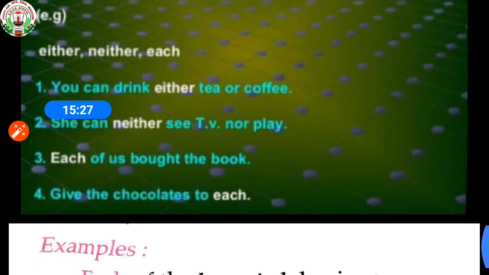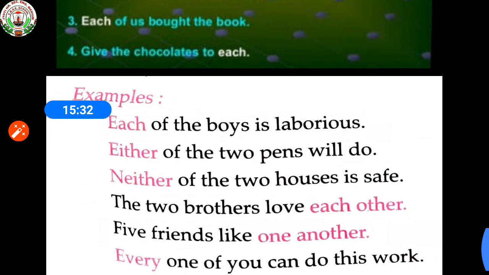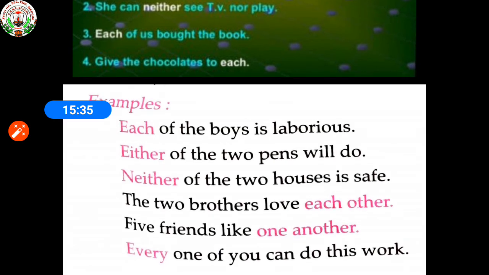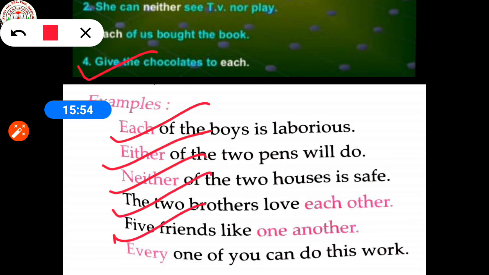You can see some more examples. Give the chocolates to each. Each of the boys is laborious. Either of the two pens will do. Neither of the two houses is safe. The two brothers love each other. 5 friends like one another. Every one of you can do this work. So these all are related with distributive pronouns.